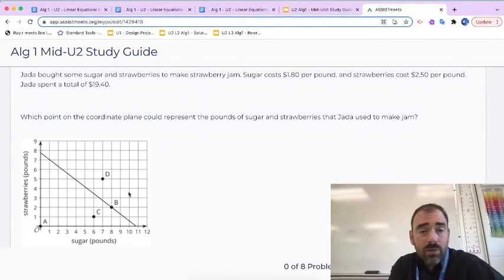Then we've got another one, reading the graph. A lot of this is looking at the points on the graph and giving meaning to things. So Jada bought some sugar and strawberries to make jam. That's honestly how you make jam. Many times it's just the fruit and sugar. Typically, that's all you really need. It says sugar costs $1.80 a pound, strawberries cost $2.50 a pound. Jada spent a total of $19.40.